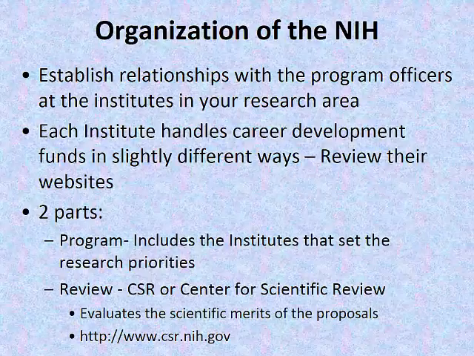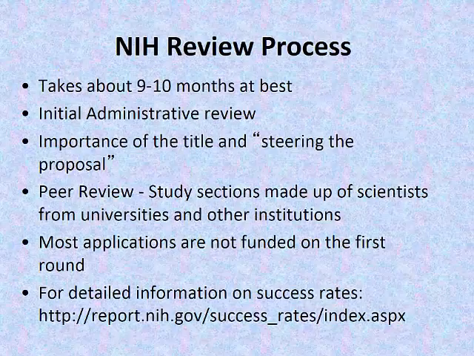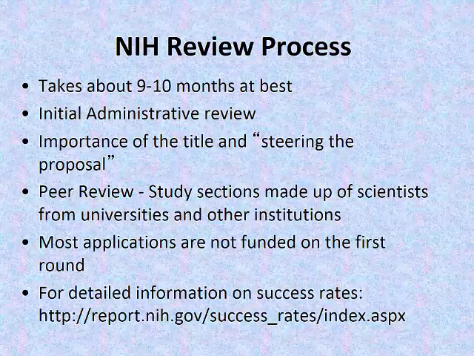So the NIH is broken up into two pieces, okay? There are the programs, and that includes the institutes, and they set the research priorities. And then there is the Center for Scientific Review, or CSR. They're the people who review the grants, okay, and score the grants. So how long does this all take today, now that we have a much more accelerated process, sort of? It takes about 9 to 10 months at best.